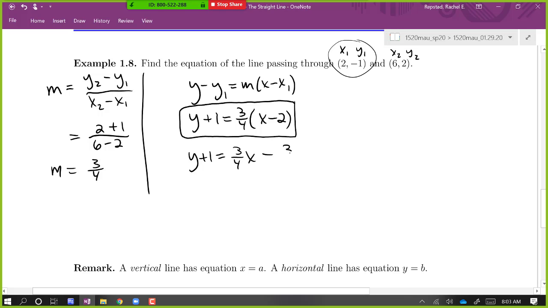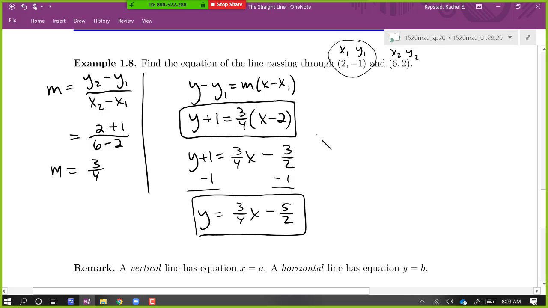3/4 times 2 is 3/2. And then subtract 1. 3/4 x minus 5/2. Either of these is fine. If you're not instructed on a quiz or a test, if I don't instruct you specifically to use a particular form, then you can leave it in either form.